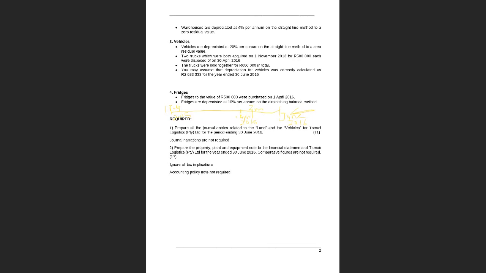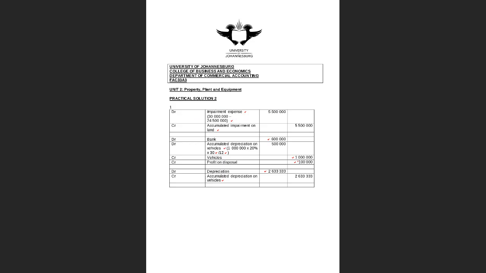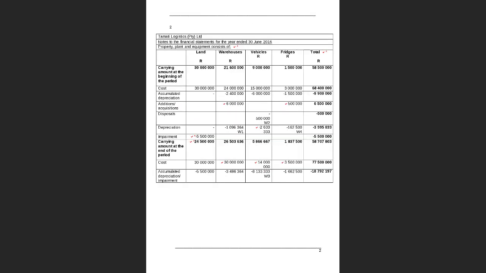We're not going to have time to go through it in detail, but I'm going to scan through the parts which I think are important and highlight for you what is important. Okay, so this part was the journals, and then here we come to the PPE notes. Let's start by looking at the warehouses.